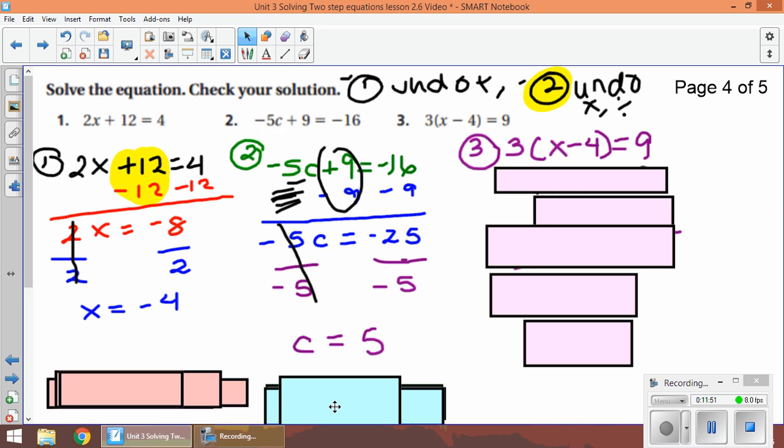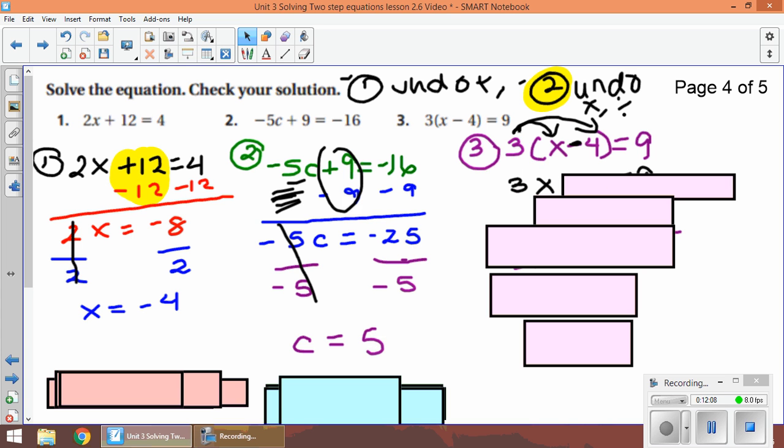Guess what? Our good friend the distributive property is back. So what we're going to do before we even solve is take this 3 and times it to the x, and take this 3 and times it to the 4. The minus sign just comes straight down. So -3 times x is -3x. Minus comes down. -3 times 4 is 12. Bring the equal sign down and bring the 9 down.